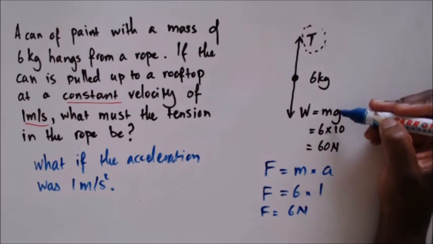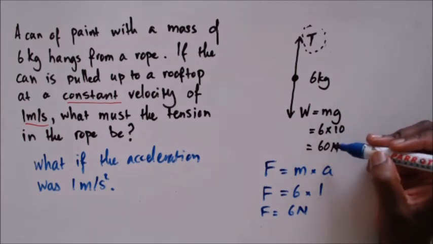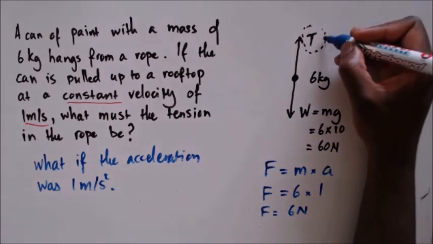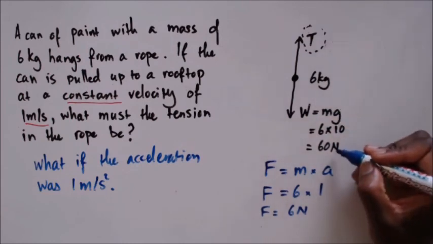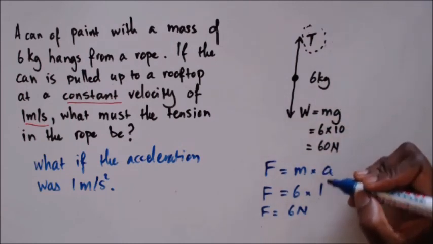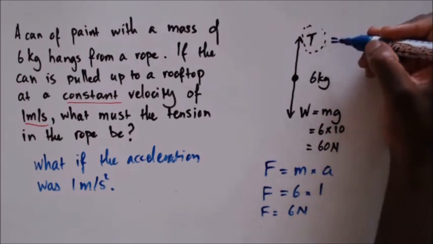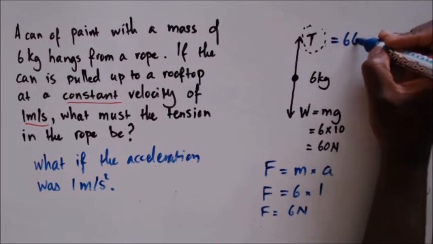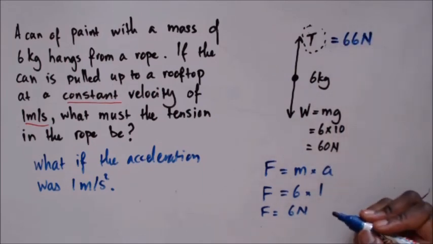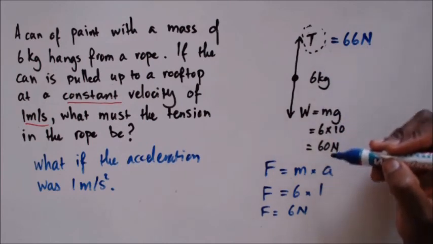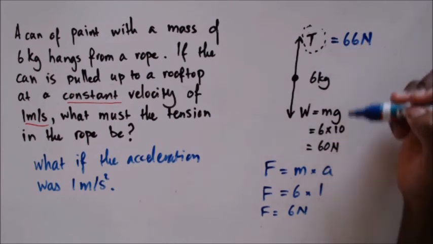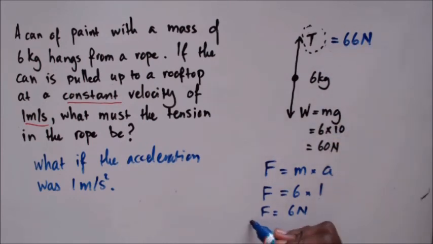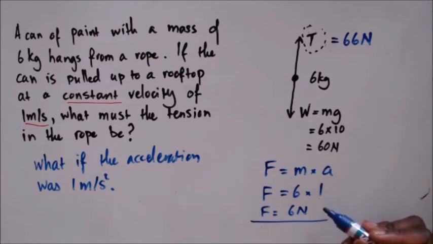Now, if we have got a downward force of 60 newtons and our resultant force must equal 6 newtons, then we know that our tension must be greater than 60 newtons by 6 newtons. So our tension would naturally work out to 66 newtons. So when we say our tension minus our weight, we get an answer which would be equal to 6 newtons. And that will lead to our acceleration of 1 meter per second squared.